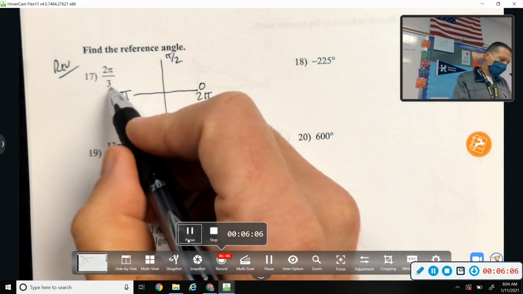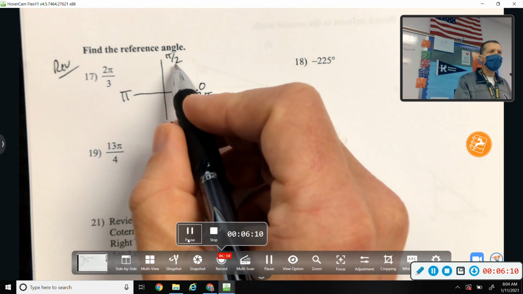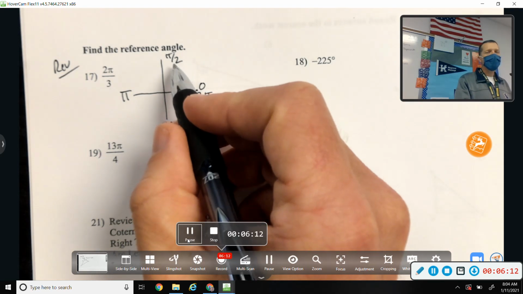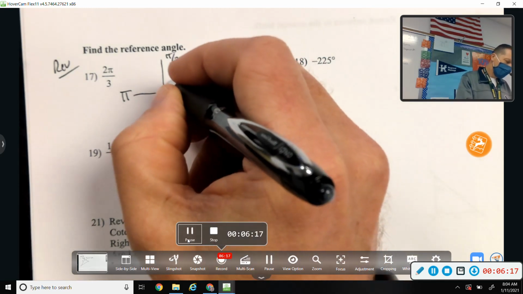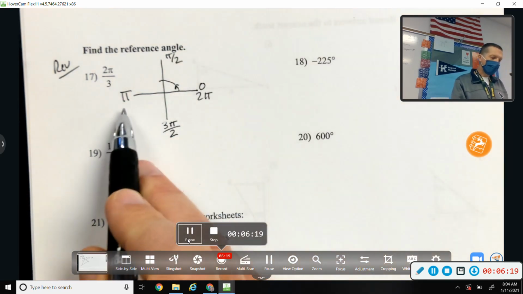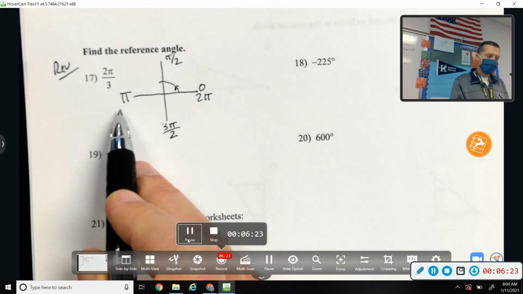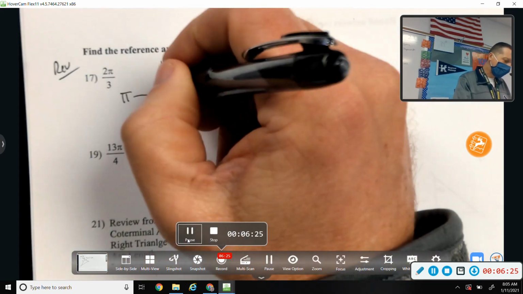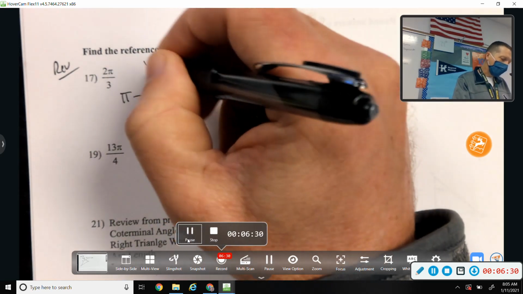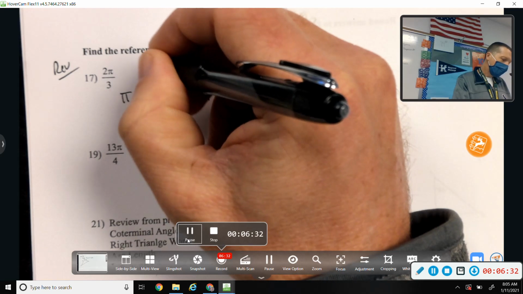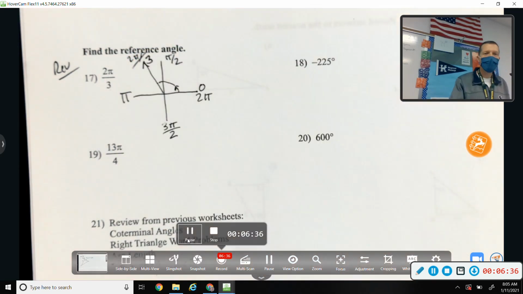So let's see, 2/3. 2/3 compared to 1/2. Is 2/3 bigger or smaller than 1/2? Bigger. 2/3 compared to 1. Yeah, they're shaking their heads. No, not bigger. So that means we land in the second quadrant. By the end of this week, we'll have a better idea of exactly where we land, but for now, all we really need to know is that we land in the second quadrant. There's 2 pi over 3.